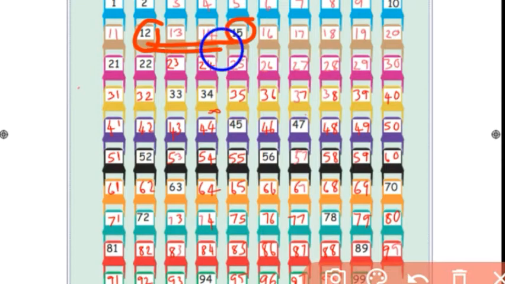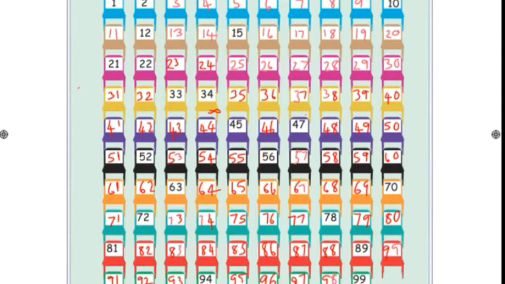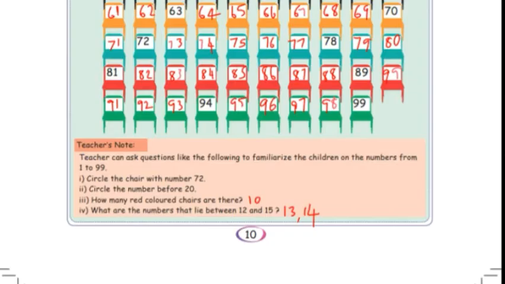numbers, that is 13 and 14. You have to write here 13 and 14.